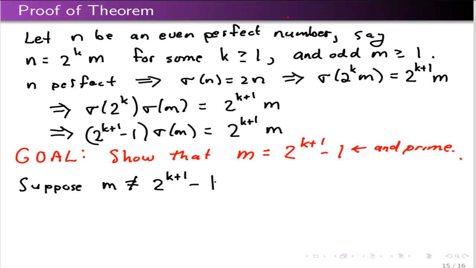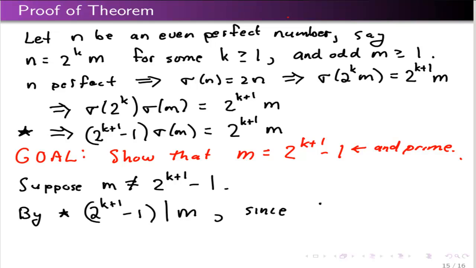Suppose it doesn't equal this. And let's call this equation star right here. So note, star is telling me that this number, 2^(k+1) − 1, is a divisor of m. So by star, it is a divisor of m. Why is that? Well, it divides this product, and it's clearly relatively prime to 2^(k+1), since 2^(k+1) − 1 is an odd number, which is relatively prime to this number.